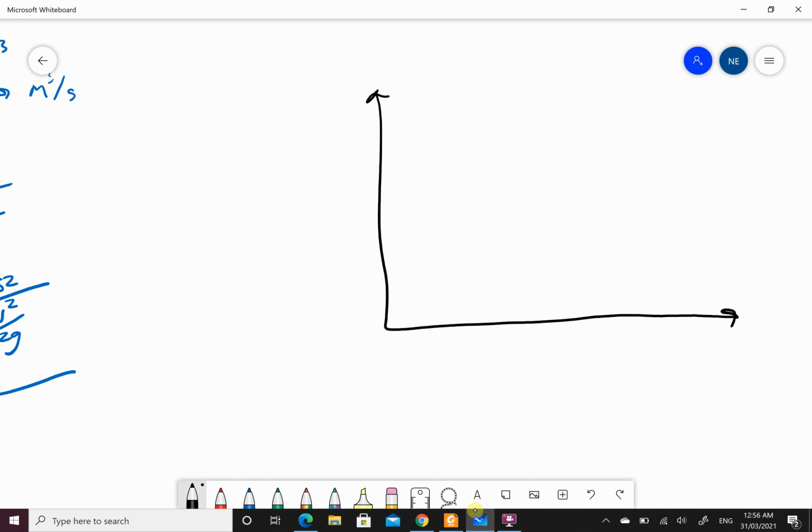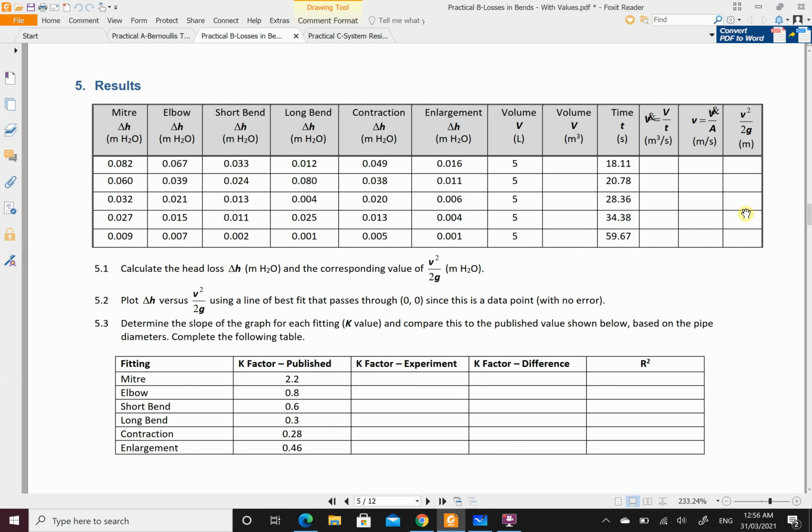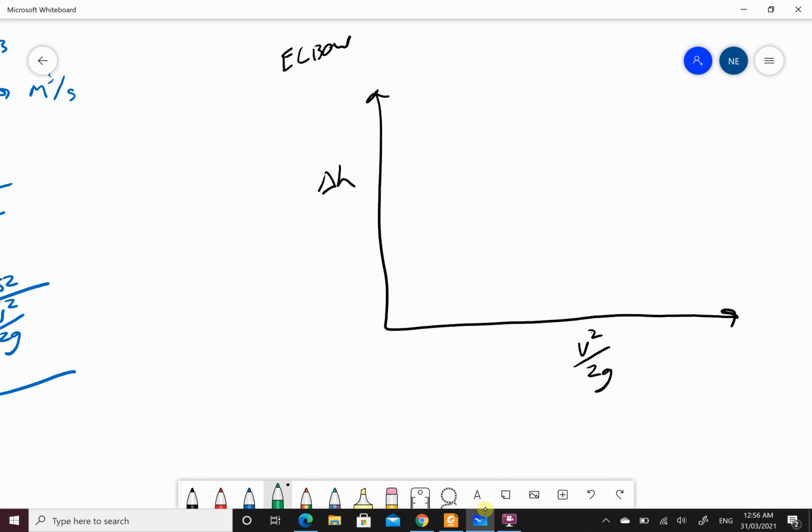If I'm looking at the elbow, this is the elbow, graph delta H all over V squared on 2G. You have 5 points, 1, 2, 3, 4, 5. So 5 points that we need to look at. We'll then have a line of best fit running something like that. This is how it should look.